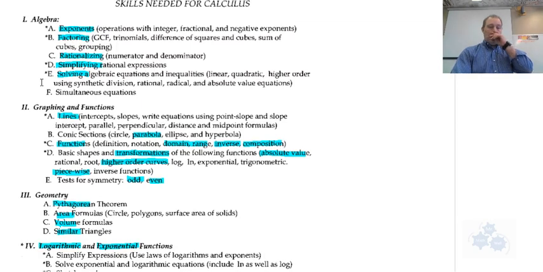And if you need any help with any of this, if there's something you haven't heard of, please let me know, and we can go over that.